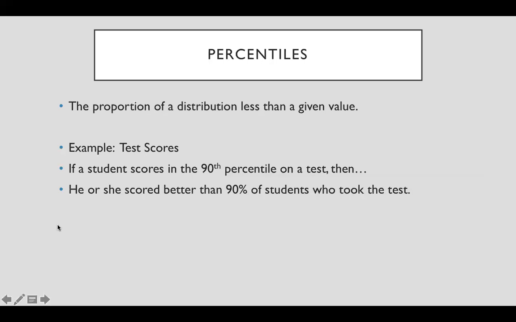Okay, so a percentile is the proportion of a distribution less than a given value. If we put this in terms of an example about test scores, if a student scores in the 90th percentile on a test, then he or she scored better than 90% of the students who took the test. So in that 90th percentile, out of all the students who took the test, he or she did better than 90% of the students. So that's very good.